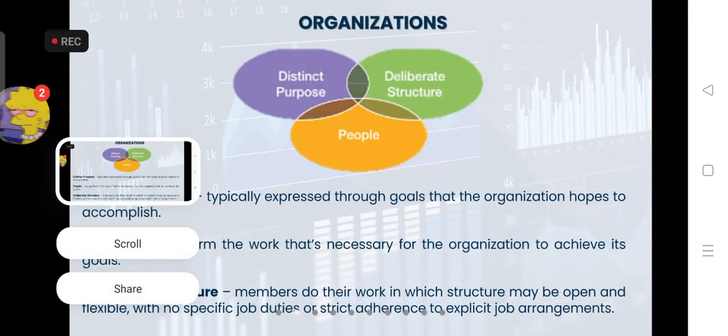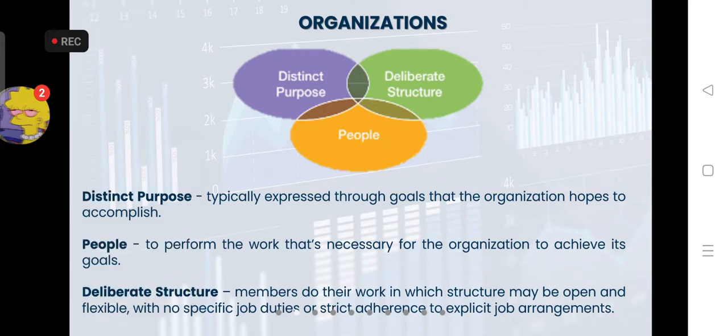Which are the distinct purpose, people, and deliberate structure. Distinct purpose is typically expressed through goals that the organization hopes to accomplish. And people perform the work that's necessary for the organization to achieve its goals. In the deliberate structure, members do their work, and the structure may be flexible with no specific job duties or strict adherence to explicit job arrangements.